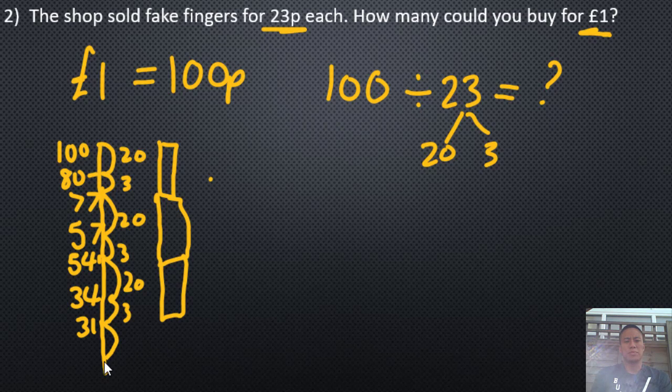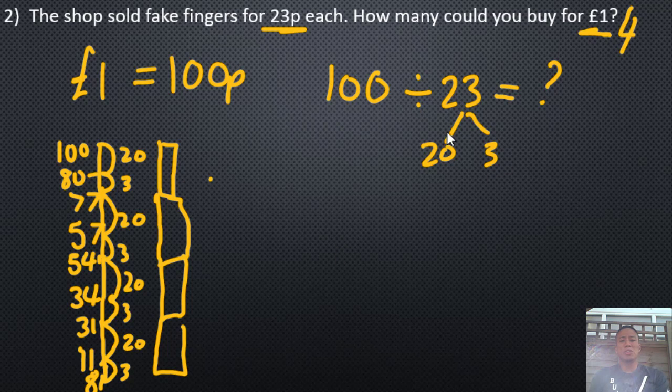Let's subtract another 23. 20 and then a 3. So 31 subtract 20 is 11. And then 11 subtract 3 is 8. Okay, we're at 8. Can we subtract another 23? No, we'll get into negative figures and we can't do that with money. So 1, 2, 3, 4. You can buy 4 fake fingers. So our answer here will be 4.